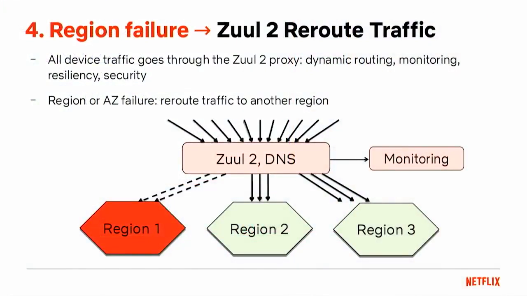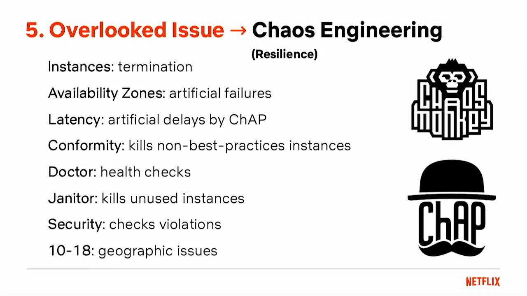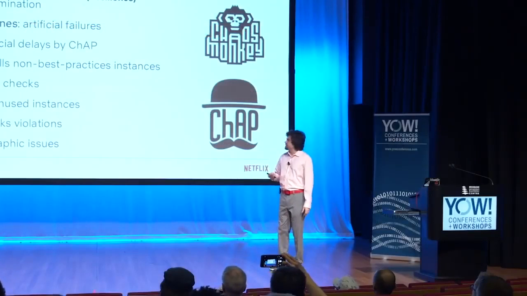We also survive faults at the region level or the availability zone level. And we've got Zuul 2, which is our proxy. And we can redirect all traffic from one region to another. And we simulate this many times so that we can check that everything works. That simulation is part of chaos engineering, which is the last key part of the Netflix architecture of why things work so well. With chaos engineering, we have software that will automatically terminate instances.